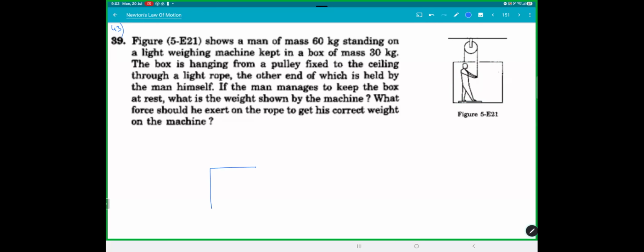So my suggestion would be take the whole thing as one system. If you take the whole thing as one system, you will see there is a tension here, there is a tension here, and you will see a total weight of (m plus M)g. The normal reaction becomes internal. So we get 2T is equal to 900. So we get tension is 450. So this much force is applied to keep the box at rest. Now draw the FBD of the man only. So this is man plus box.